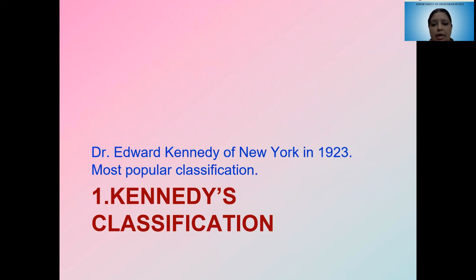There are 4 classes in it, class 1, 2, 3, and 4. Later on, in 1960, a person called Applegate added 2 more modifications to it, class 5 and 6. So that is what we are going to look at now.